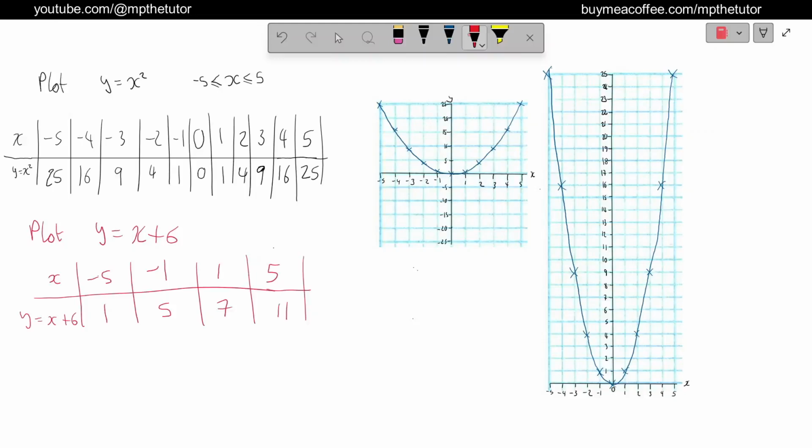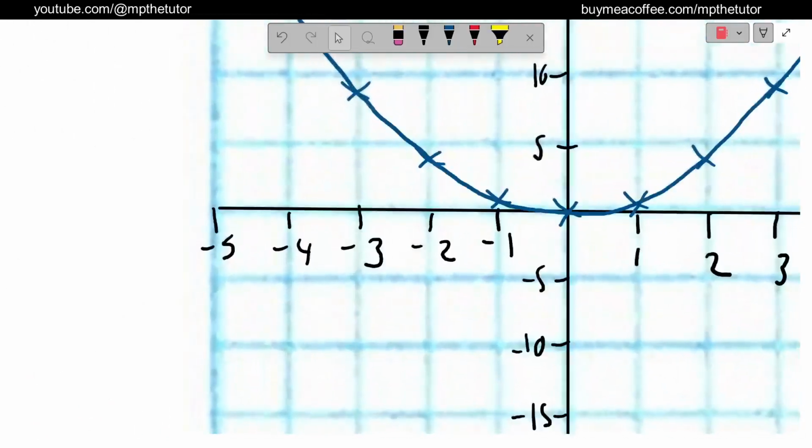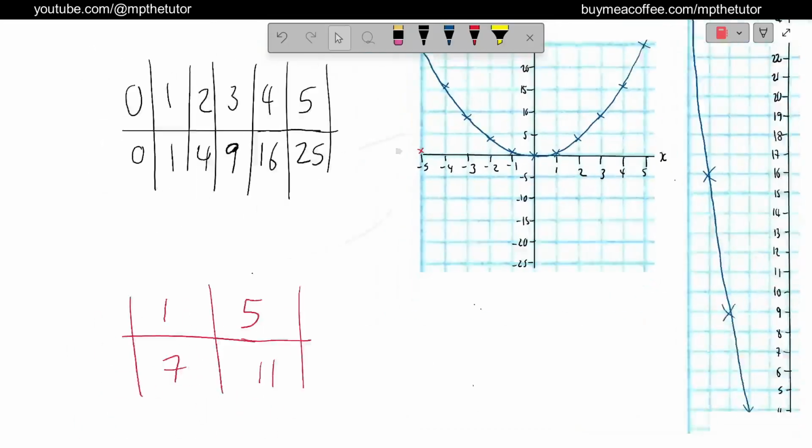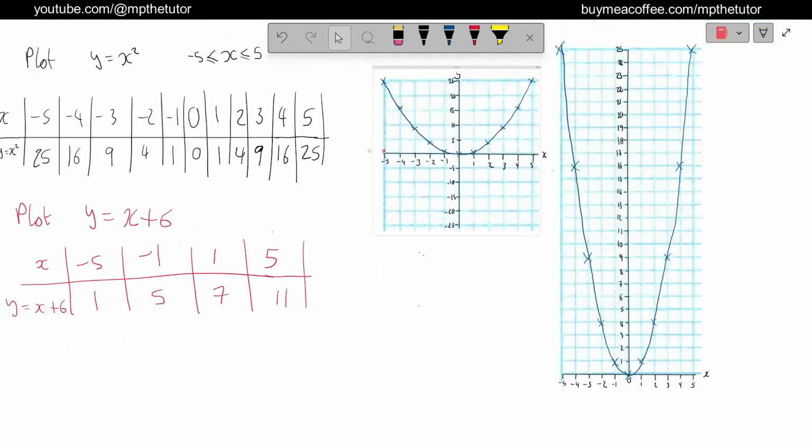So -5 and 1. I'm going to zoom in on this graph. It's probably somewhere about there. I have to zoom in and out because it's a bit fiddly. -1 and 5, so that's there. 1 and 7 is somewhere about there. And 5, 11 is somewhere over there. And then we can join our line up to be something like that.